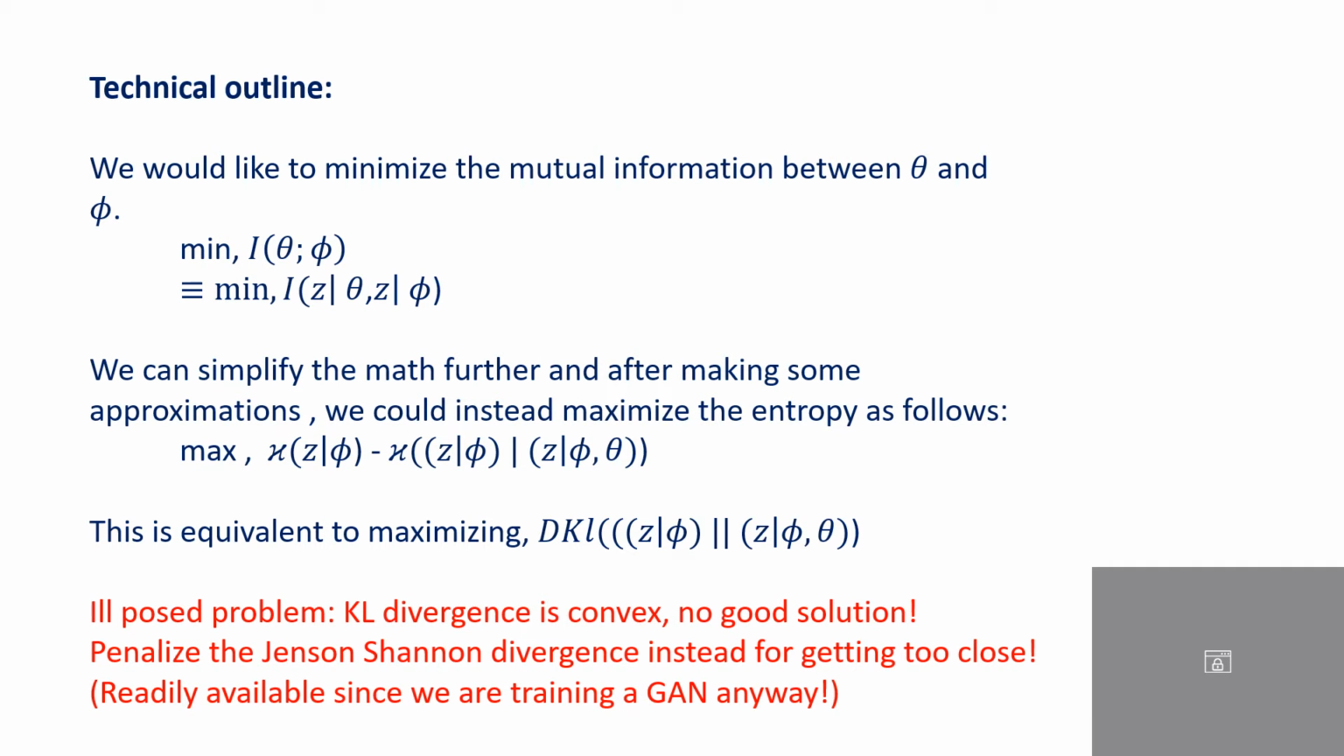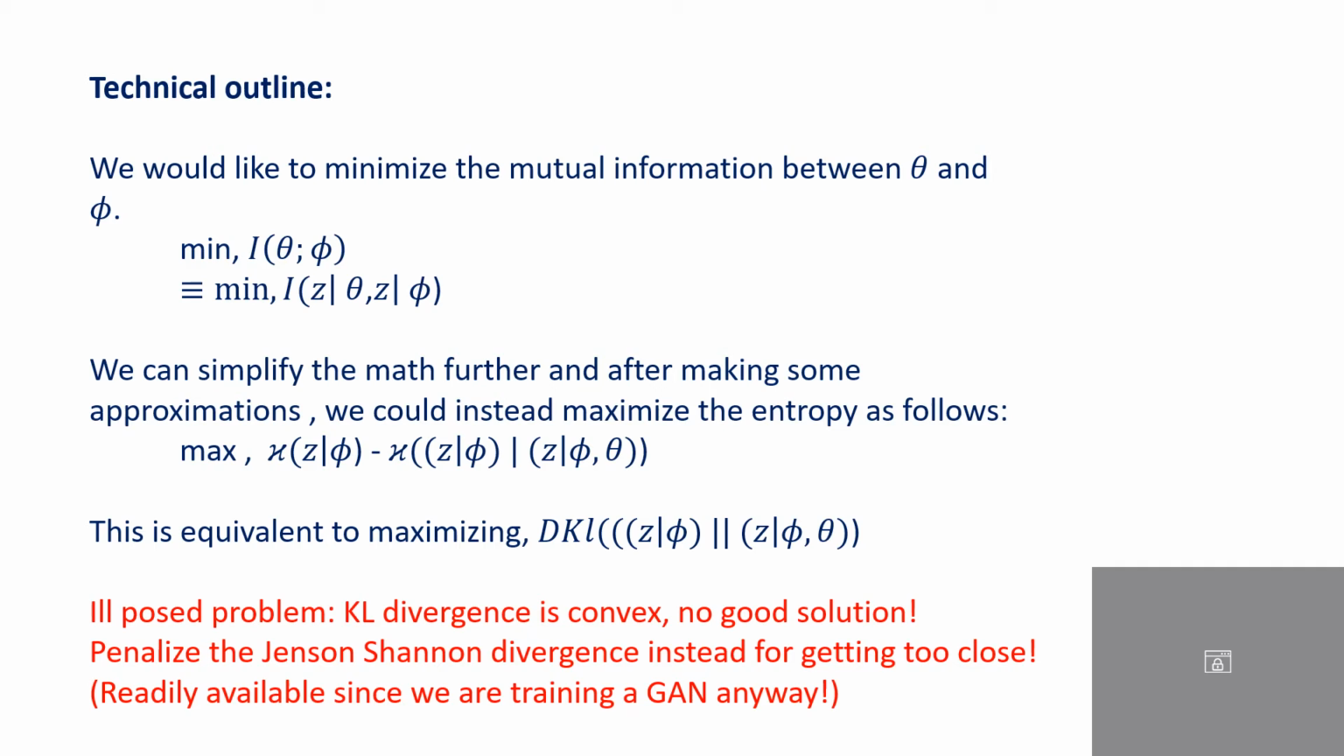So formally, we would like to minimize the mutual information between theta and phi. If you go through the math, this is equivalent to maximizing the KL divergence between z given phi and z given phi and theta. This is, however, not an easy problem to solve because the KL divergence is convex and we have multiple solutions that do this.